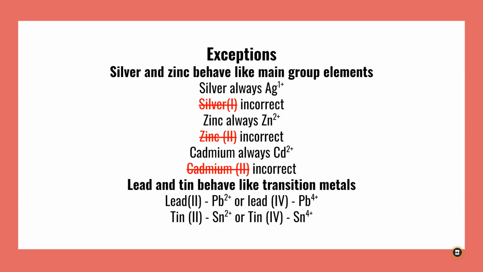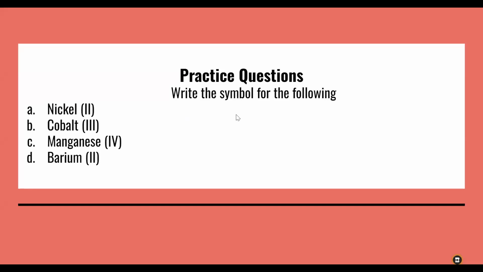Now, lead and tin are also exceptions. They are representative elements, but they behave like transition metals. There can be lead 2+ or lead 4+. Tin 2+ or tin 4+. So these are exceptions that do not follow the rules. Okay? So I want you to write a symbol for the following. Pause the video and write a symbol for the following.